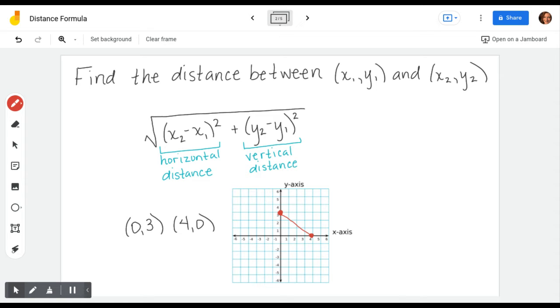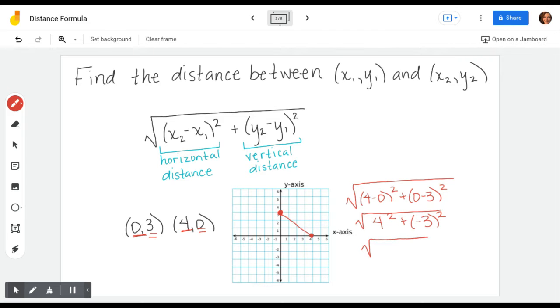So on my x's, the first number in each set of parentheses, 0 and 4, I'm going to take the second one minus the first one. So I'm going to do 4 minus 0 and square it, plus. Then I'm going to look at my y's, and I'm going to do the second one minus the first one, so 0 minus 3, and I'm going to square it. Okay, so keep simplifying. 4 minus 0 is 4, so I've got 4 squared, plus 0 minus 3 is negative 3, and I'm going to square that.